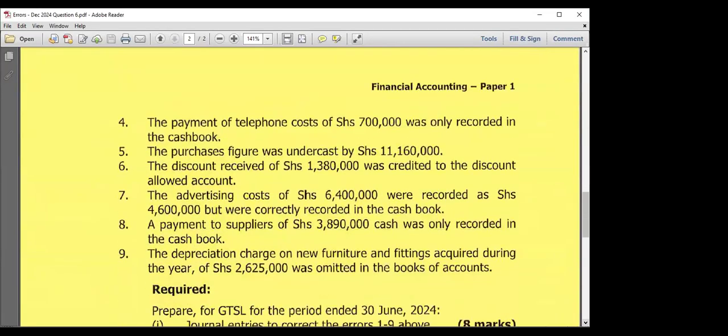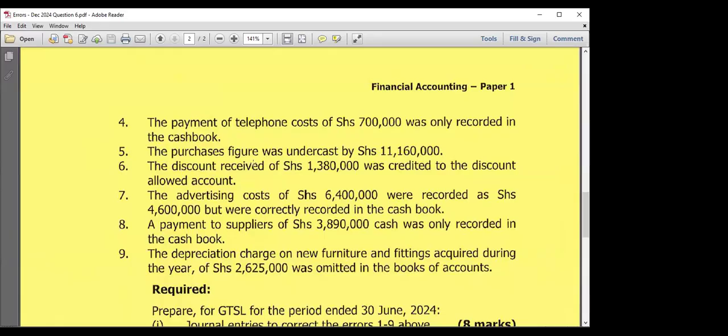Then number 4, the payment of telephone costs of 700,000 shillings was only recorded in the cash book. So if it was recorded in the cash book, it means your cash account has that amount. Yet your telephone expense has not recorded that transaction. So cash will have the 700,000 and telephone doesn't have it. That is an error that will be detected by your trial balance.